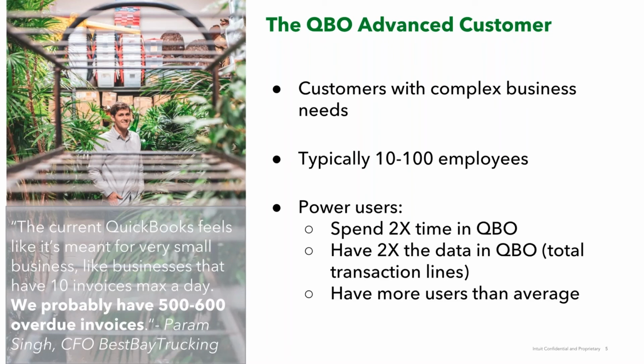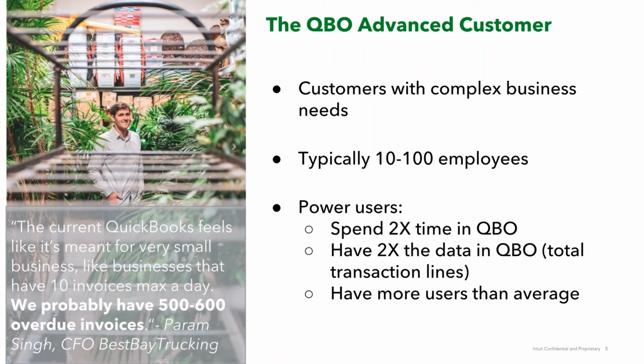And so you can really think about this as 2 personas: the power user who is using QBO as the center of their operations. And the second is a delegator sort of persona, where they're a growing business, they have a lot of employees, and they want to scale by delegating tasks to their employees.